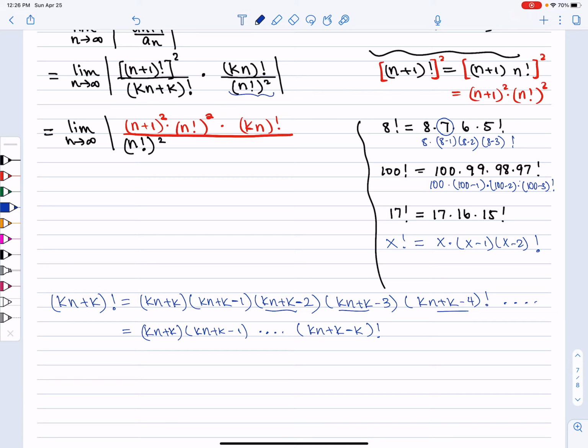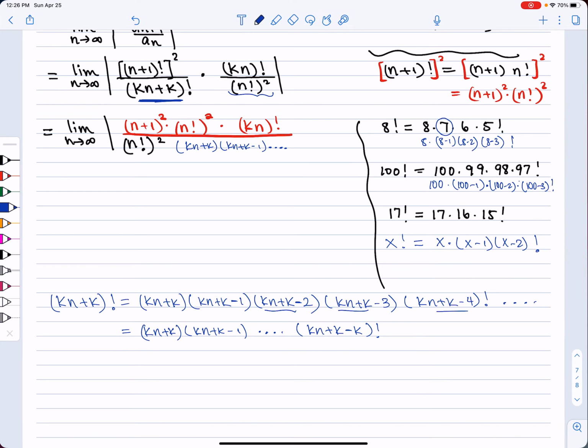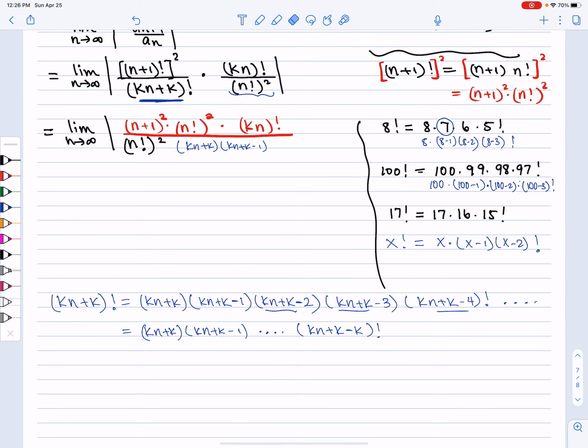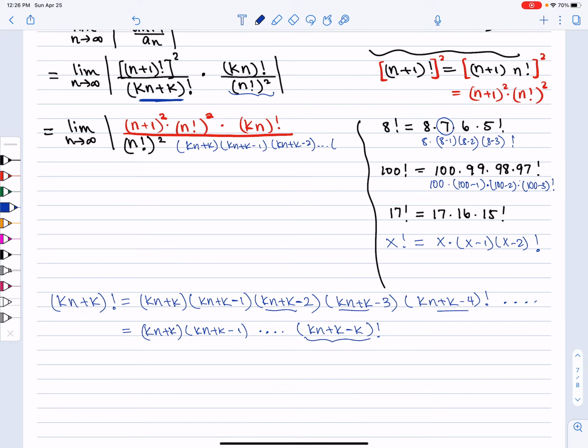So the denominator, we can break it up into kn plus k, kn plus k minus 1. And you're going to do this all the way to, let me just write one more, kn plus k minus 2. And then you're doing this all the way to kn factorial.